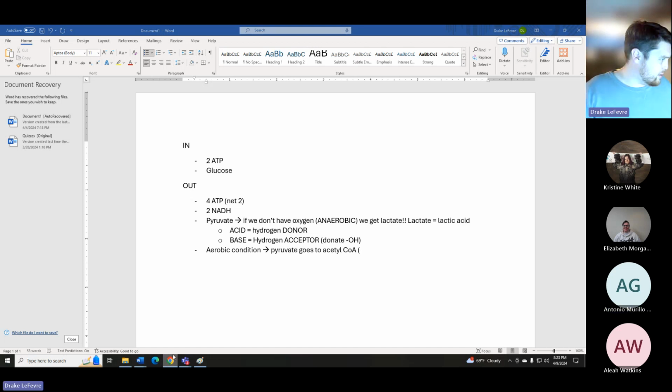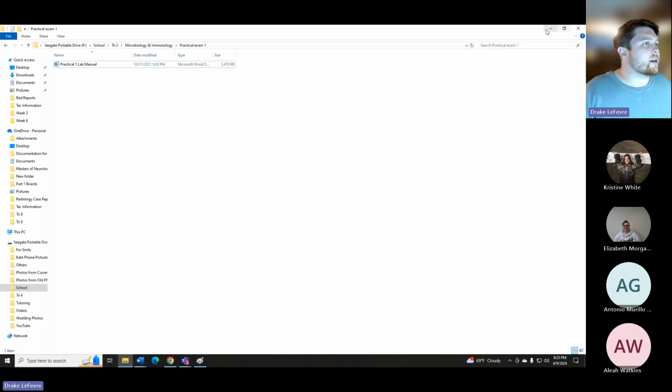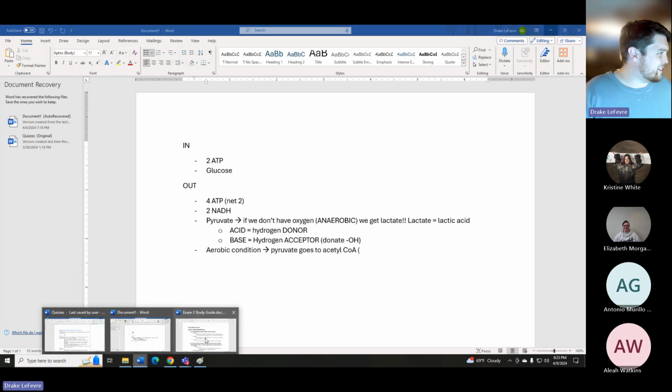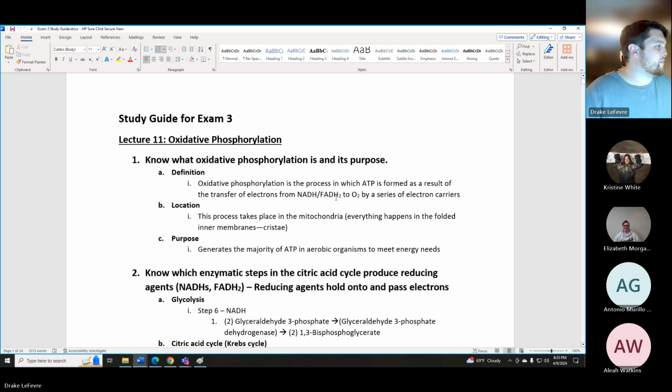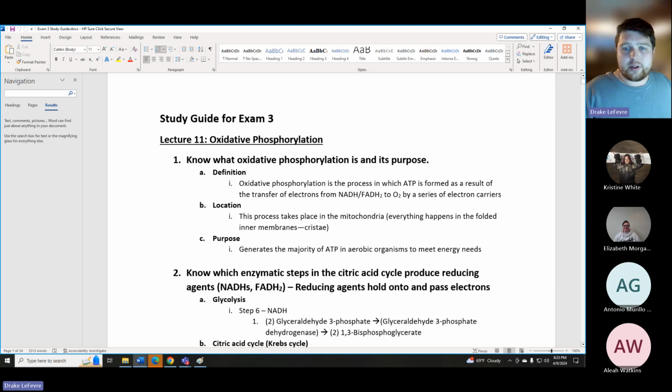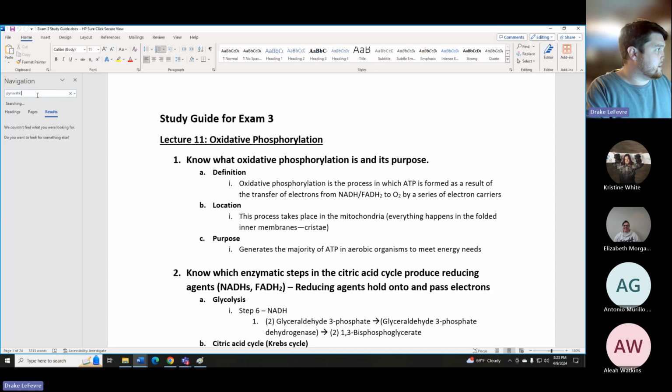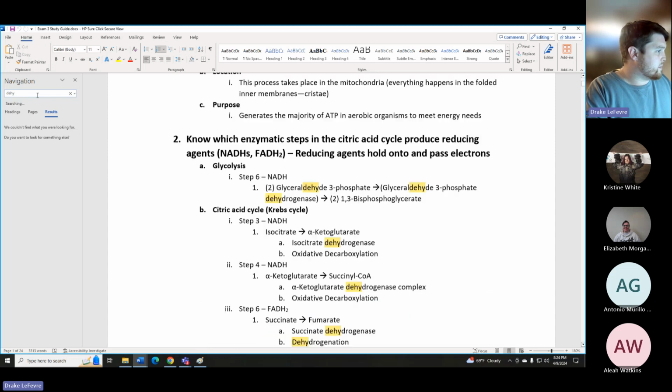Let me look at the study guide, see if I have it. Geez, can I click every button except the one I want? Come on, computer. Sorry, it's trying to open new tabs. Pyruvate dehydrogenase. I might have it as a picture and it doesn't pick it up.